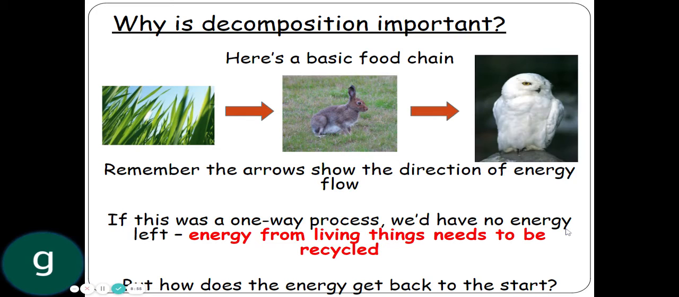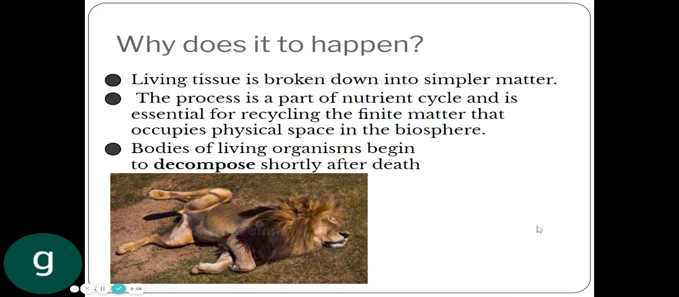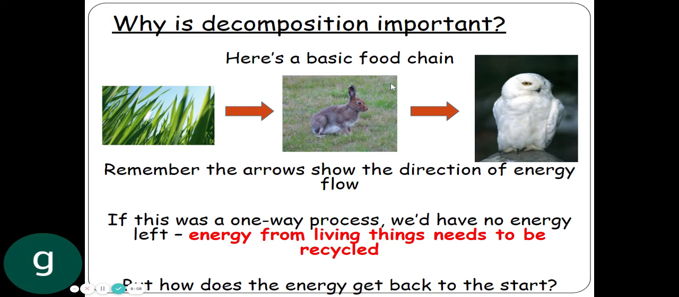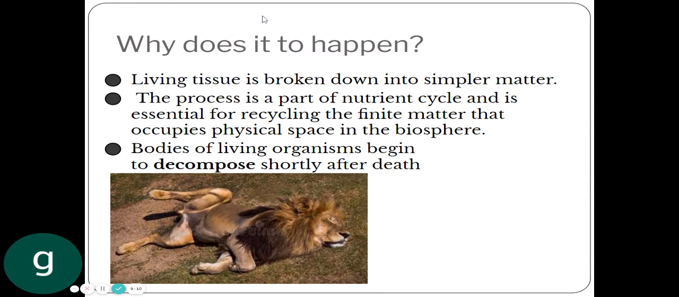So after the bunny rabbit dies, or is eaten by the owl, the owl's poo, the dead grass, the dead owl, the dead rabbit, these all rot down through bacterial decomposition and go back into the soil where they're picked up by plants and the cycle continues again. Why does it happen? Living tissue is broken down constantly into simpler stuff. The process is part of the nutrient cycle and is really important for recycling what is actually a finite number of molecules on the earth. So it's not an unlimited number.